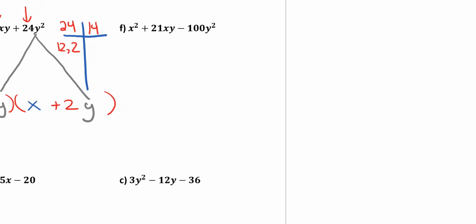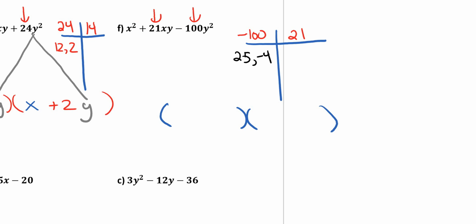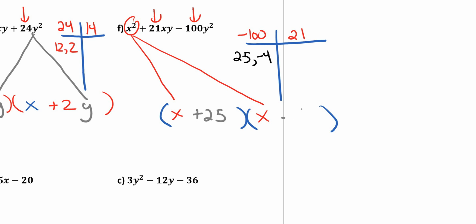Okay, so I'm down to the very last question in this video here now. My last number here is negative 100, and my middle number here is 21. Two numbers that multiply to negative 100 and add to 21. That's going to be 25 and negative 4. All right, so let's set up two brackets here. In order to get this x squared, that should be an x, and that should be an x. Then I can plug in my numbers plus 25 and minus 4.